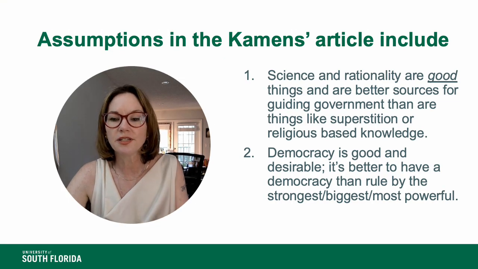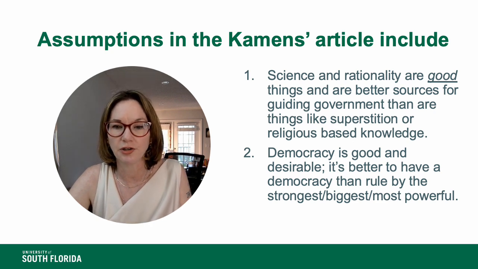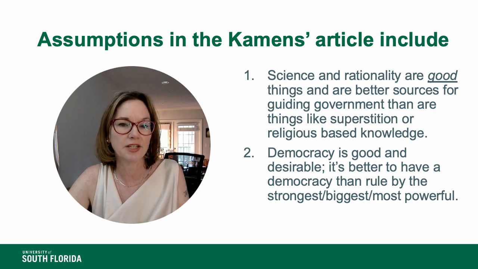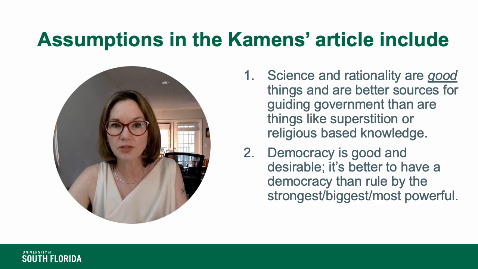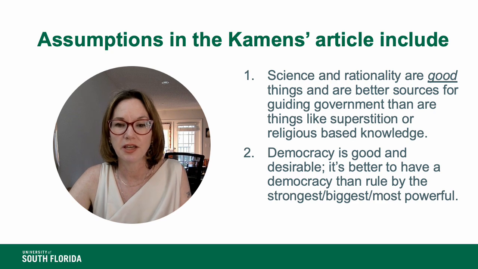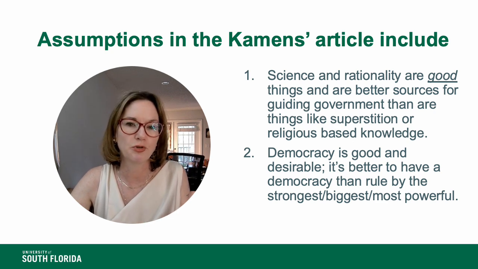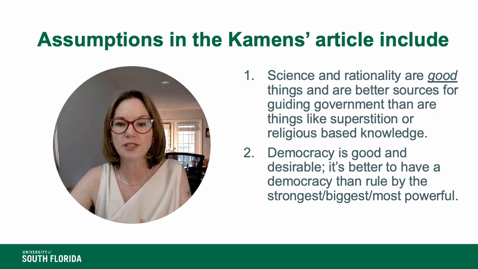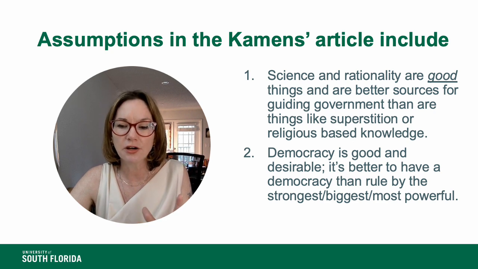Okay, so here are 2 assumptions that do exist in Kamens' article. Number 1, science and rationality are good things and are better sources for guiding government than are things like superstition or religious-based knowledge. That's an assumption. 2, democracy is good and desirable, and it's better to have a democracy than rule by the strongest, biggest, most powerful things. Those are 2 assumptions of this argument.